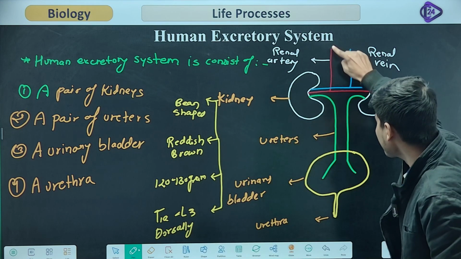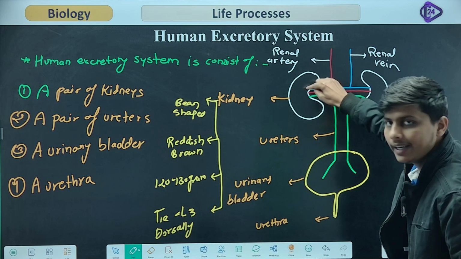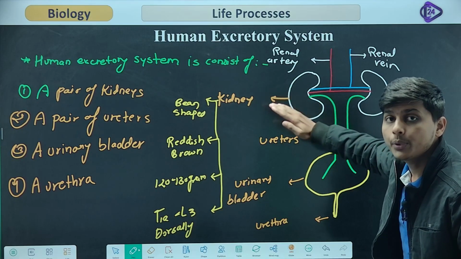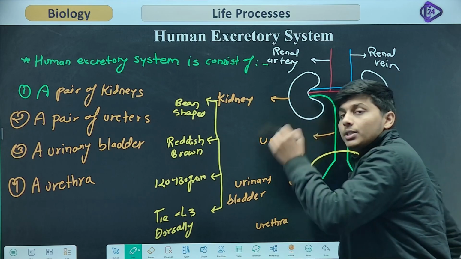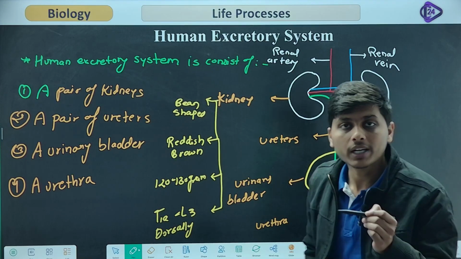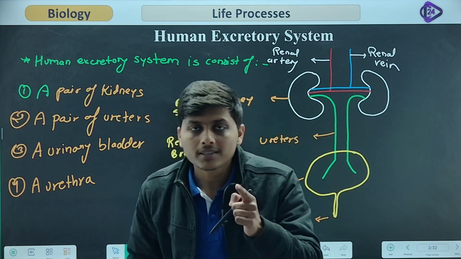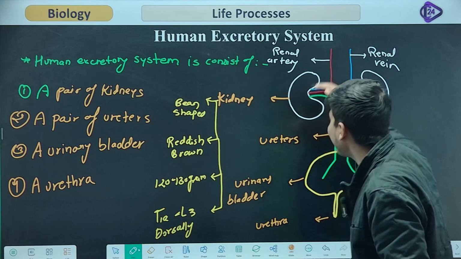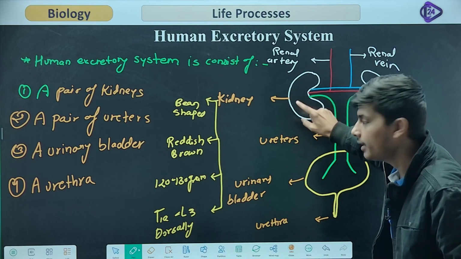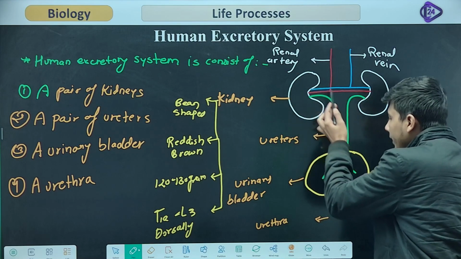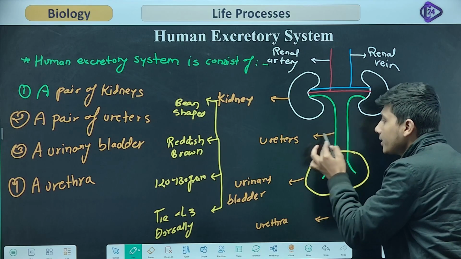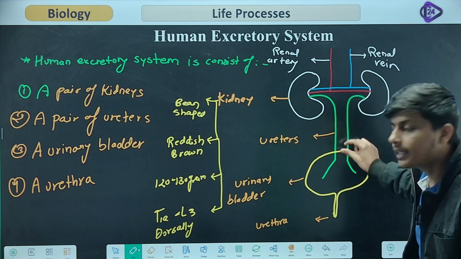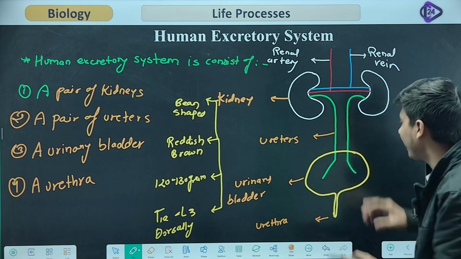Now, this impure blood gets purified in the kidney by the structural and functional unit of the kidneys. What is in the kidney which purifies the blood? There is a structural and functional unit of the kidney called the nephron, which we'll discuss in the next slide. The nephron purifies the blood, forms the urine, and this urine will come into the urinary bladder via the ureter. So what is the function of the ureter? It carries the urine from the kidneys to the urinary bladder.